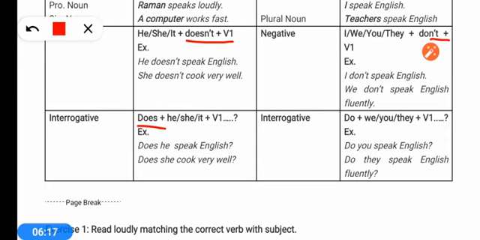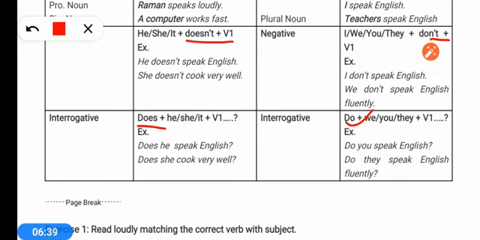Does he, does she, does your mother, does your father, does your mobile, does your computer, does your bike. In this way we use does, and the first form of the verb. And for making interrogative in plural, we use do. Do we, do you, do they, do I, in such a way we use it. So I hope you have understood this simple rule.